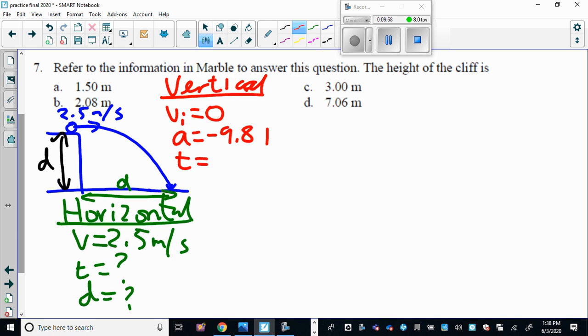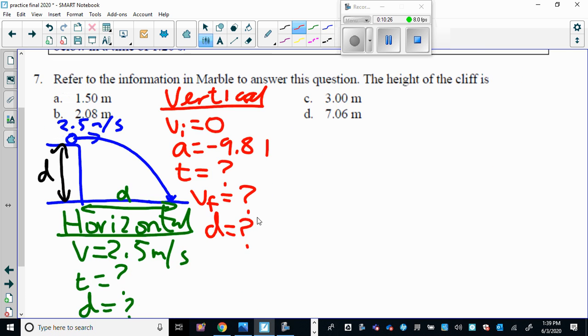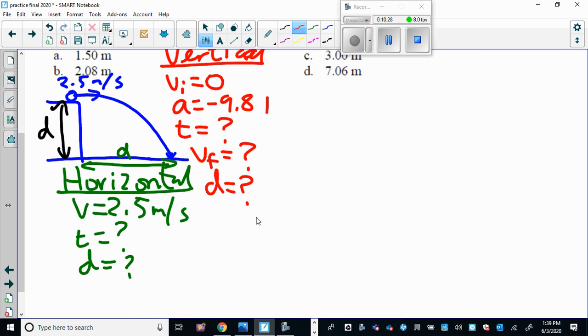Do we have the time? No. Do we have the final velocity? No. Do we have the distance? No. Wait a minute, we're missing something here. I gotta go back and read the question. Oh, we do have the time. Look at that. So we have the time actually for both of them. The time is 1.2 seconds.